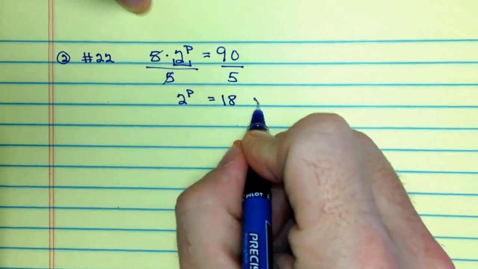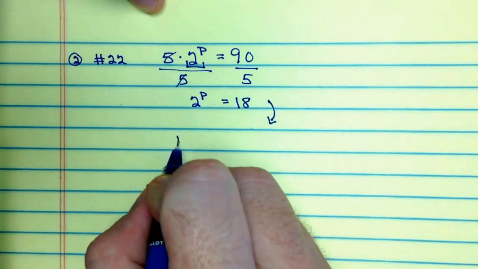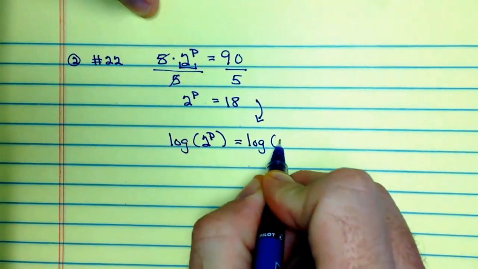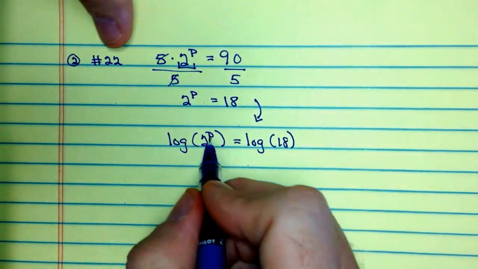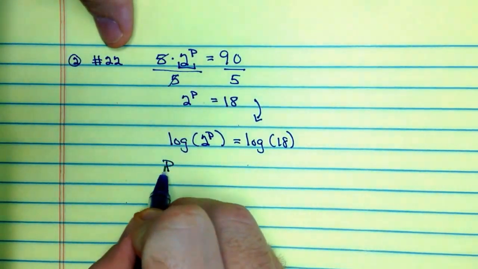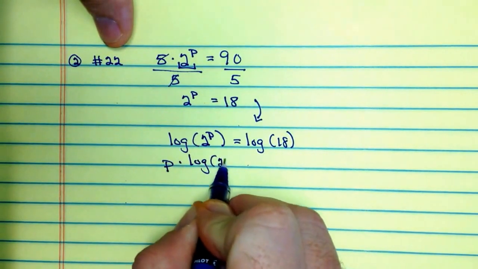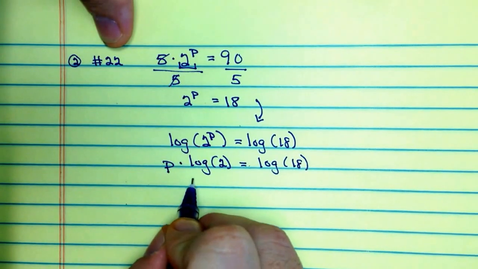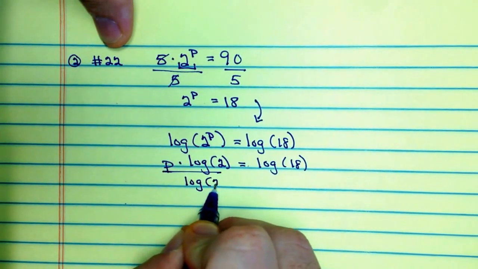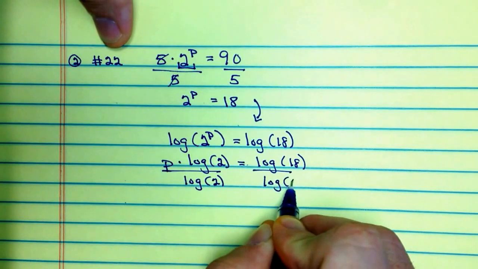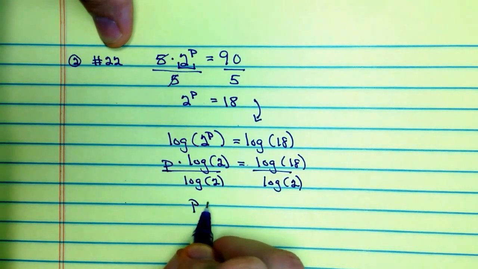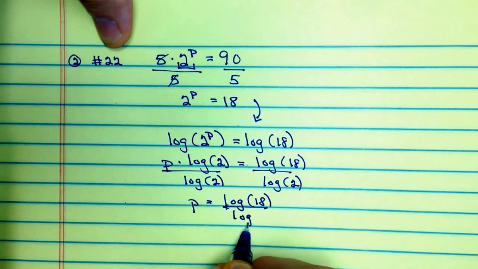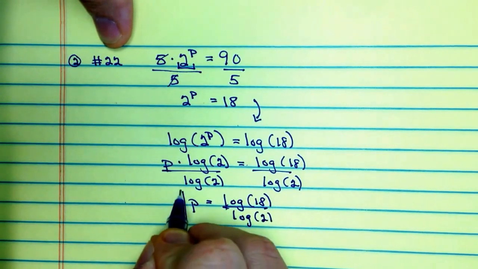So now we apply log to each side to get log of 2 to the p equals log of 18. Use that fifth property to get that exponent off. P times log of 2 equals log of 18, divided by log of 2. And we're left with p equals log of 18 divided by log of 2. And this is your exact answer.